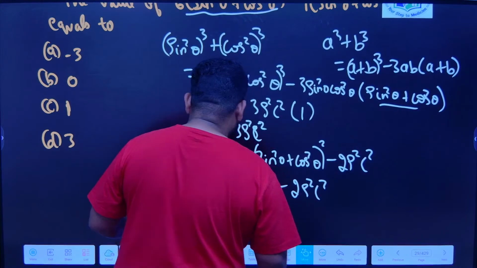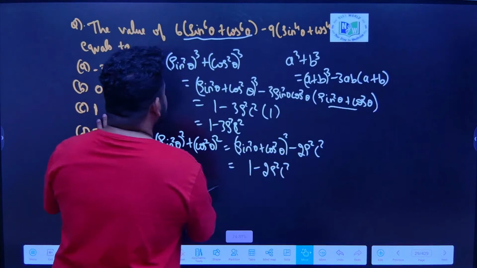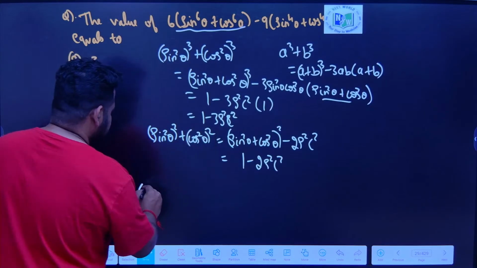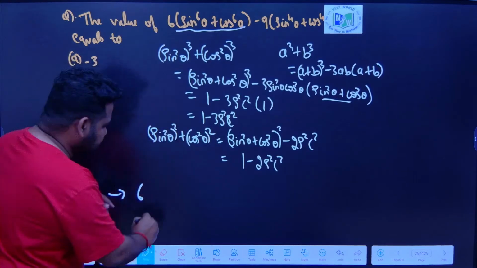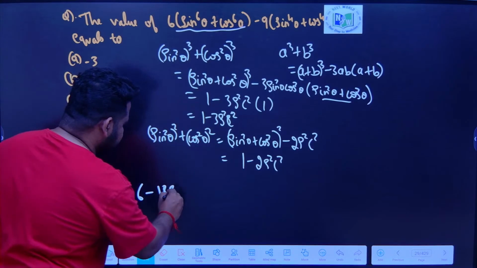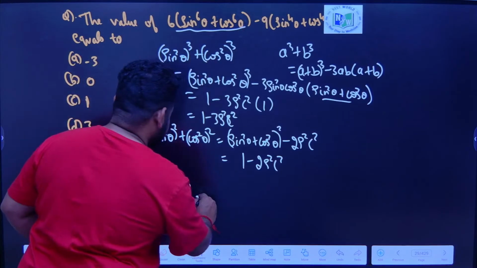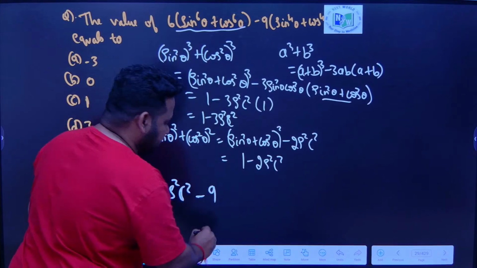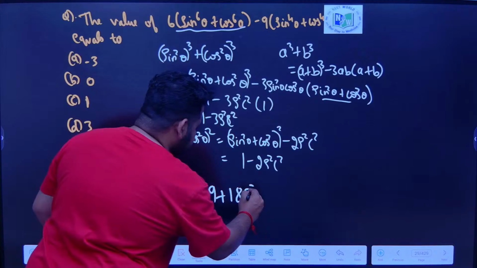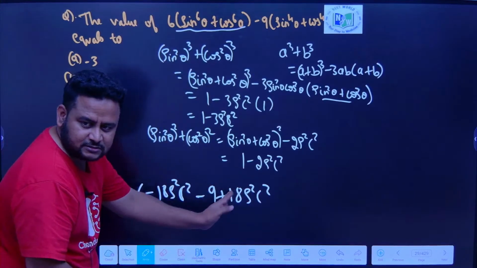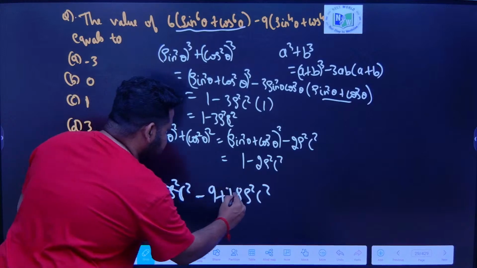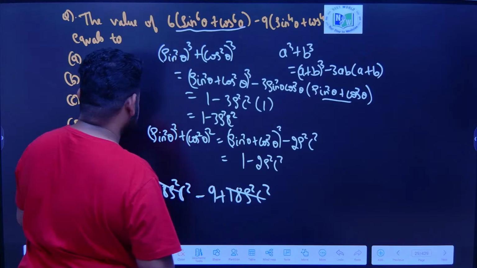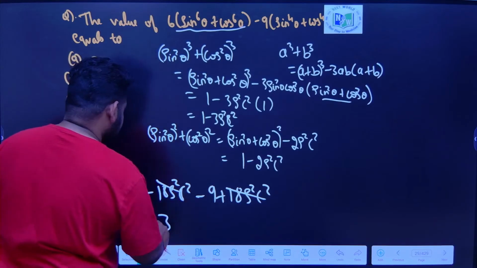Now what is the question asking? They are asking 6 times minus 9 times. So 6 times what is it? It is nothing but 6 times this one. So 6 into 1 is 6. I will write directly, 6 into 3 is 18 s square c square. Now minus is there, minus 9 into 1 is 9, minus 9 into 2 is 18, minus into minus is plus 18 s square c square. So here it is minus, here it is plus, so I can cancel now. I will cancel this. So what else is left? Is there any other number? So 6 minus 9, I will get minus 3. The answer is minus 3.